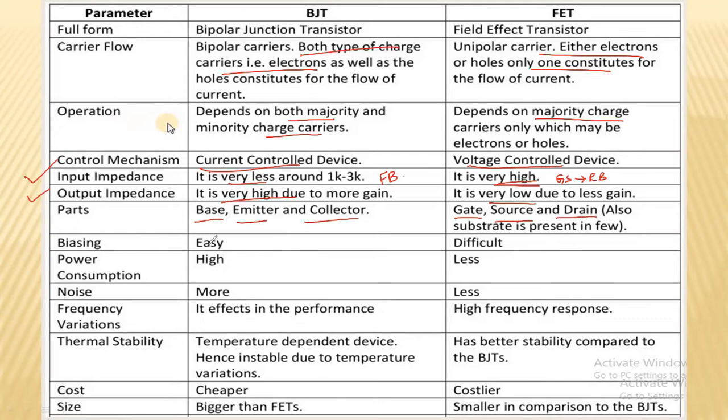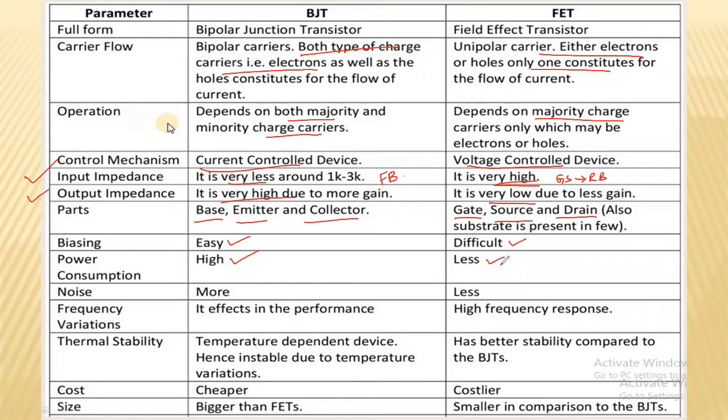The biasing of BJT is very easy. We have seen voltage divider bias and fixed bias. Similar biasing techniques will be there in FET, but these are somewhat complex compared to BJT. Next, power consumption is high in the case of BJT, whereas it is less in the case of FET, because in BJT we may have higher currents. That problem may not arise in FET.